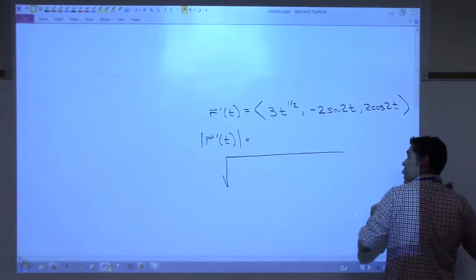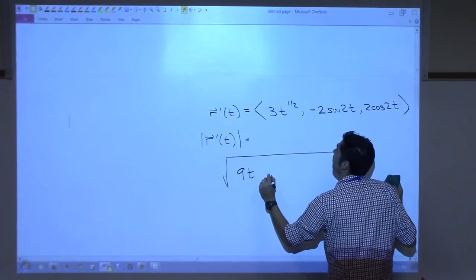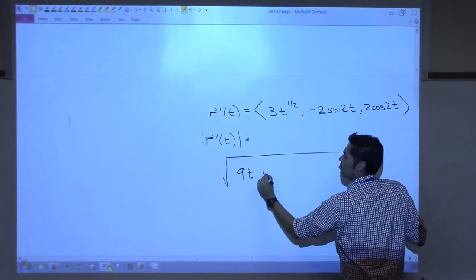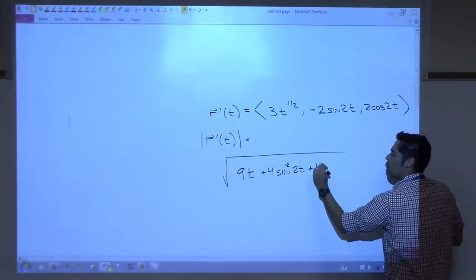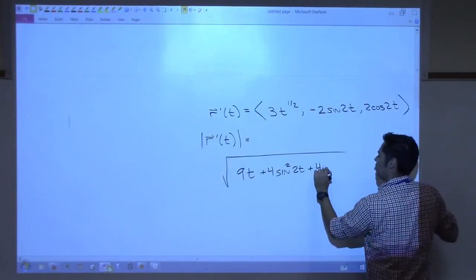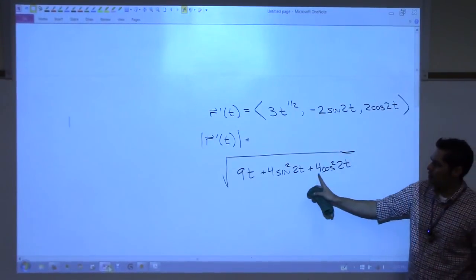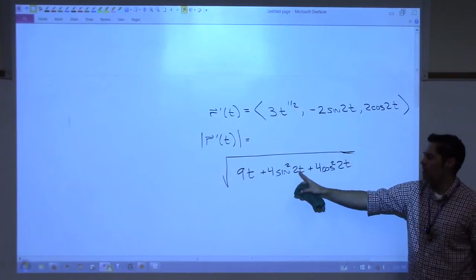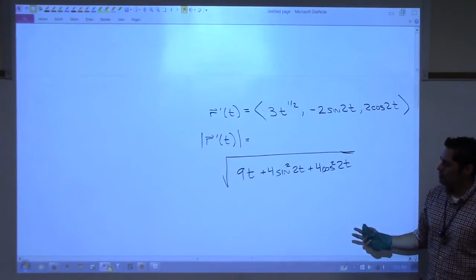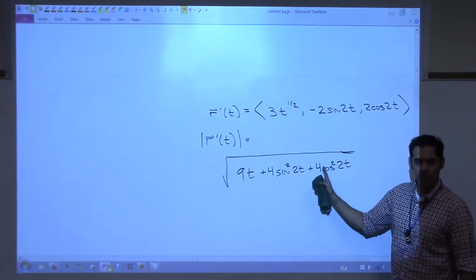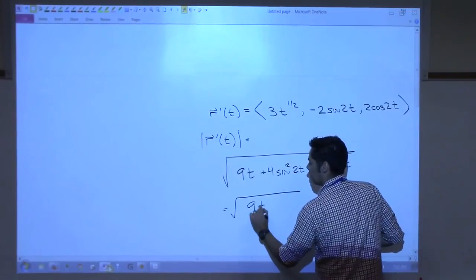Square root of 9t, right? Square this, you get 4 sine squared 2t. And then square this one, you get another 4 cosine squared 2t. What can you factor out of these two? A 4, and then that becomes a 1, right? The fact that they both have 2t in them doesn't matter. So you have just a 4 out here. So what does this turn into? Square root of 9t plus 4.